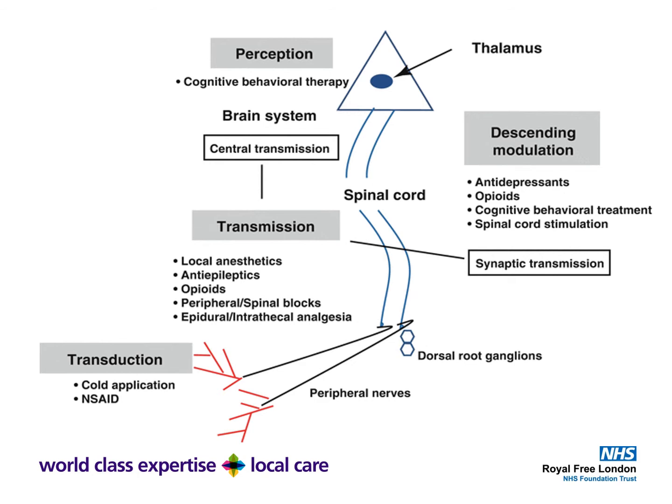You can have medications that affect descending modulation. For example, you've got antidepressants, opioids, cognitive behavioral treatment, and spinal cord stimulation. Then you have your perception of pain, and again, this is quite important, as we were talking about earlier, for example, cognitive behavioral therapy.